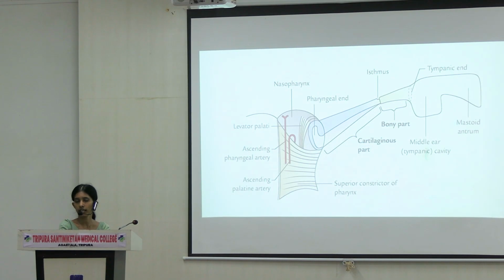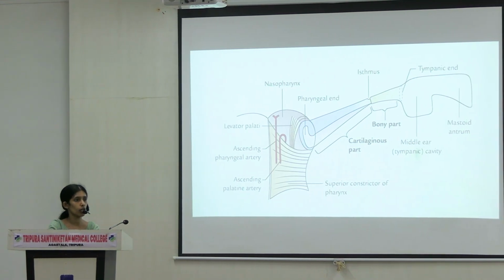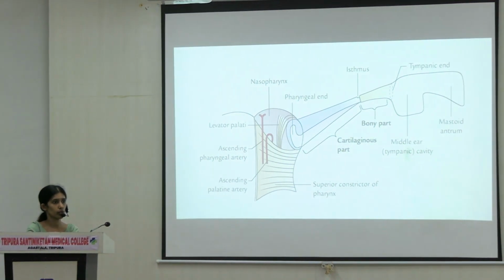Pharyngeal end is a slit-like structure present vertically, and it is larger in size and associated with the lateral wall of the pharynx. Whereas your tympanic end is a tubular structure which is smaller in size compared to the pharyngeal end, and it is associated with the anterior wall of the middle ear part, okay.